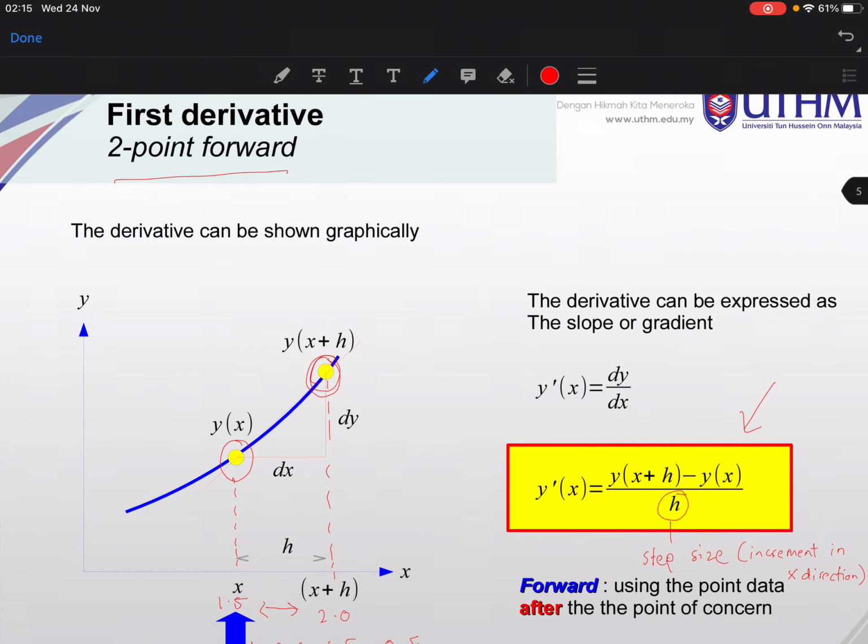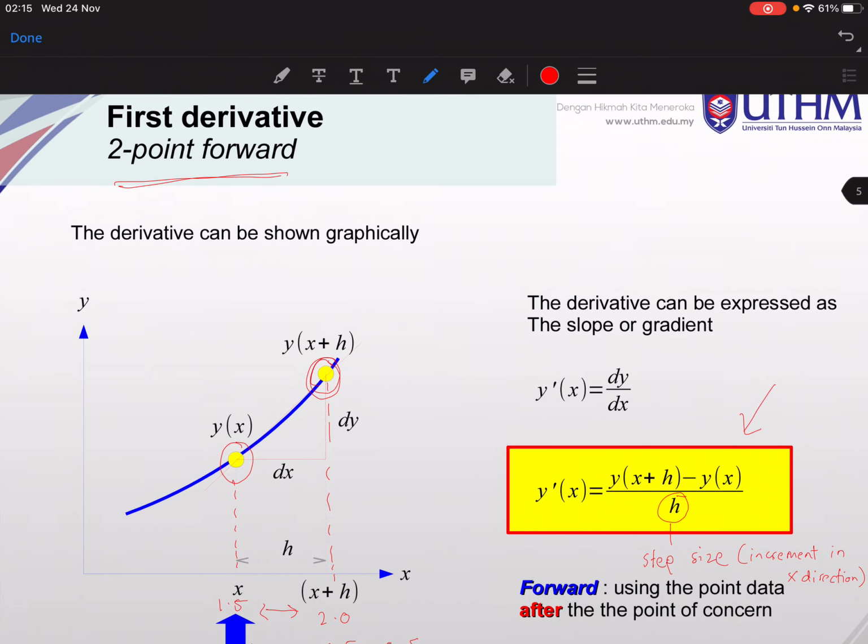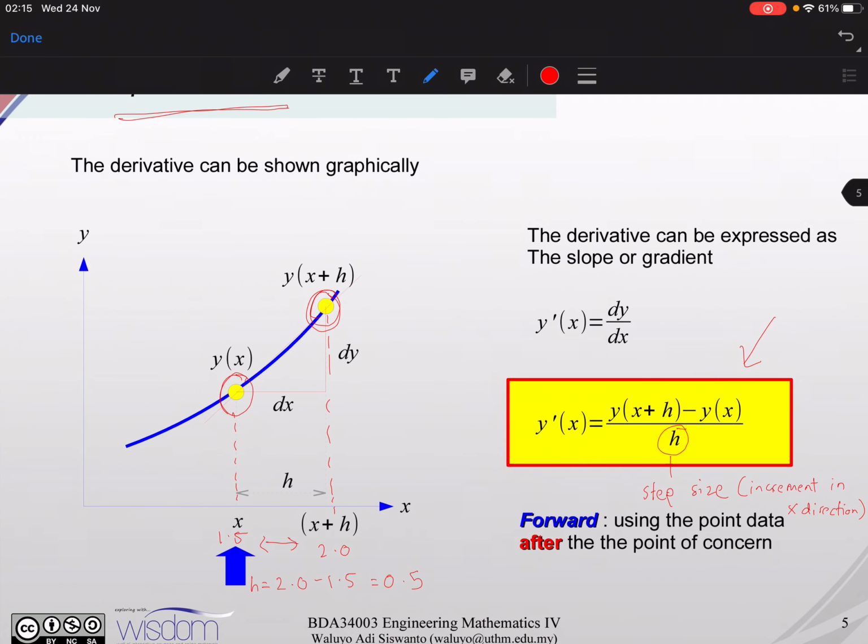In our previous session, we have looked under the topic of differentiation of numerical method. We have looked at first derivative using 2-point forward, whereby if this is our point of interest, we need to use the point next to it, and then we can solve to find the differentiation using this equation.